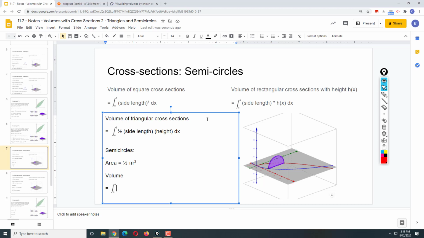That's the area. So the volume will just be 1/2 times pi.